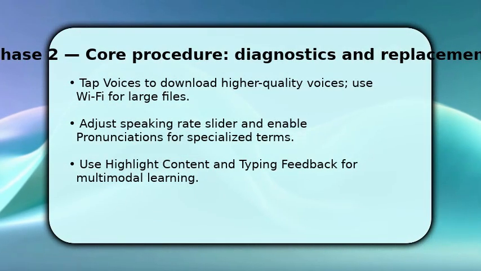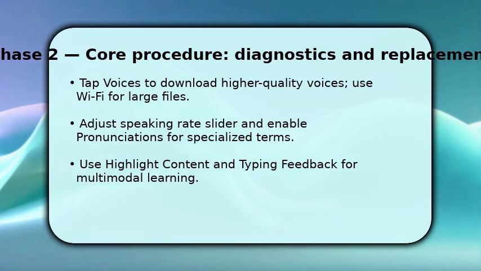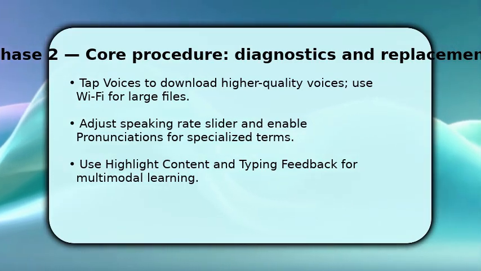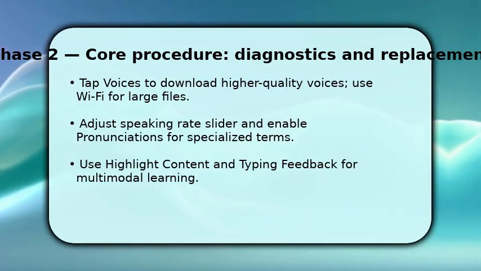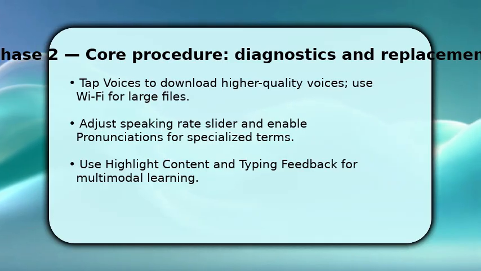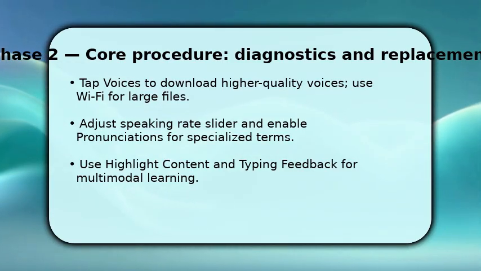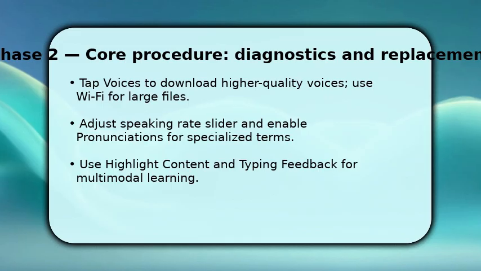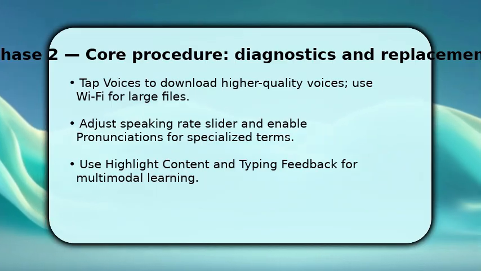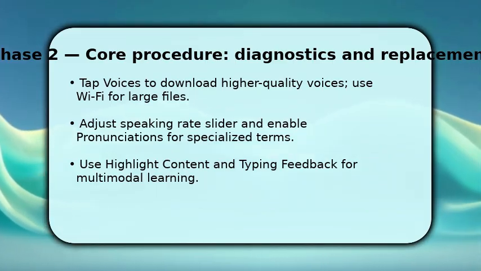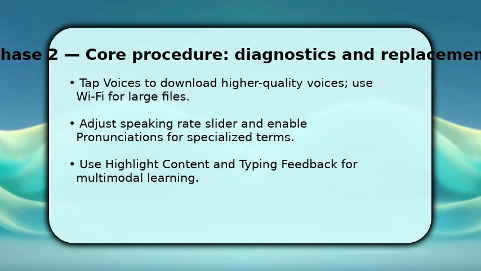Now you'll refine the sound and behavior. Tap Voices to download enhanced voices. Use Wi-Fi because files can be several megabytes. Then tweak the speaking rate slider, slower for comprehension, faster for skimming. If you read technical terms, add custom pronunciations so names sound correct. Enable highlight content so the iPad highlights words as they are read. This helps tracking. Make sure typing feedback is on if you want characters and words read while you type. After configuring, test on Safari and a PDF to compare results.